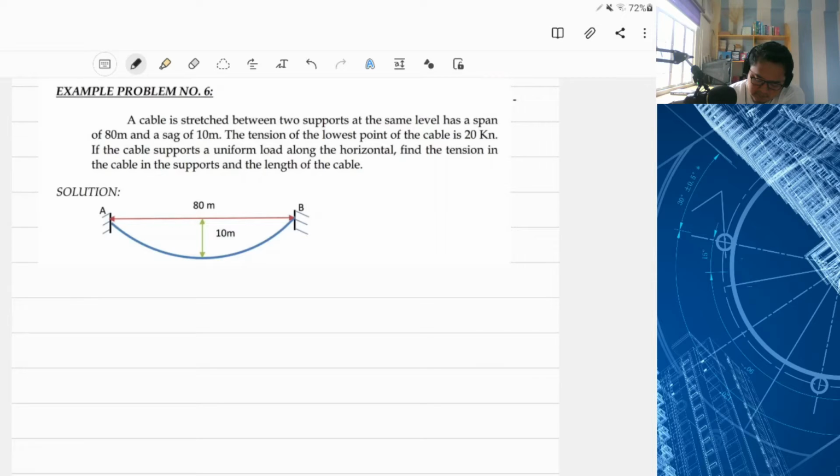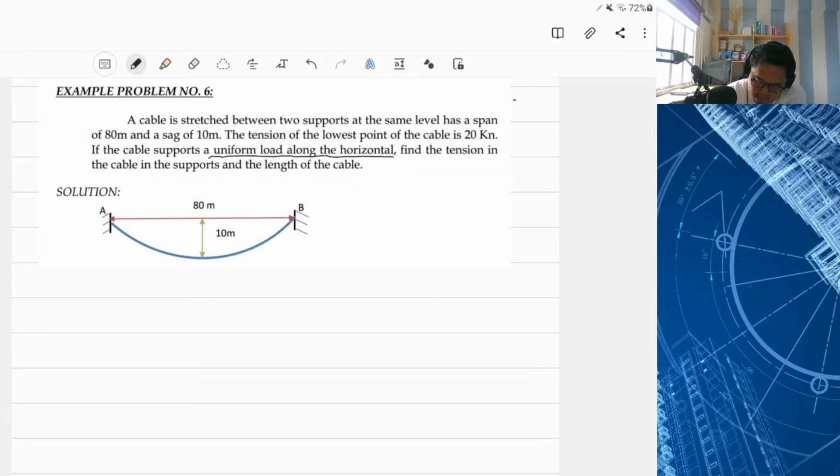If the cable supports a uniform load along the horizontal, so this is the hint, note that this is a parabolic cable. If you are going to take the board exam, sometimes the problems have no figure, but to determine that, there is a hint. For this example, the hint is that the cable supports a uniform load along the horizontal. So this means a parabolic cable. The question is: find the tension in the cable at the supports and the length of the cable.